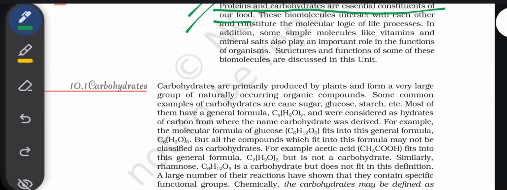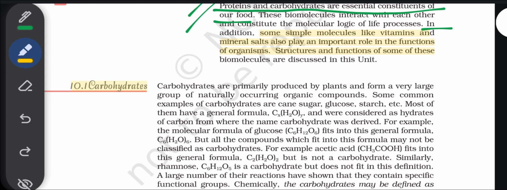These biomolecules interact with each other and constitute the molecular logic of life processes. In addition, some simple molecules like vitamins and mineral salts also play an important role in the function of organisms. Structures and functions of some of these biomolecules are discussed in this unit.